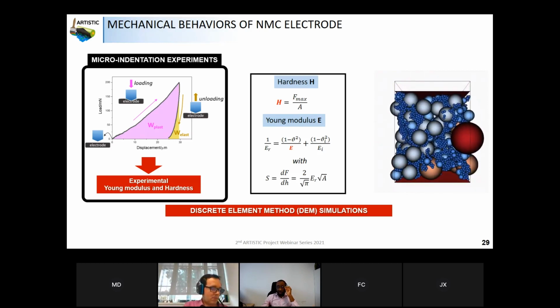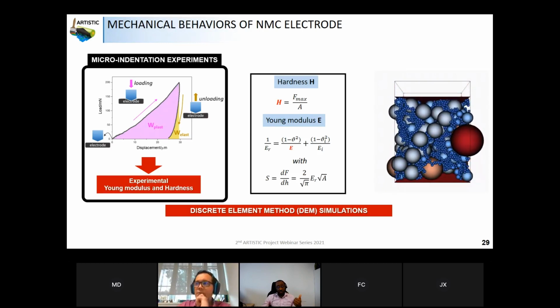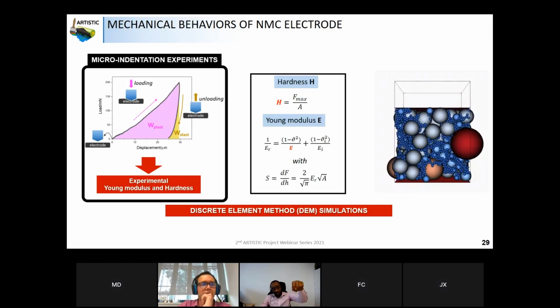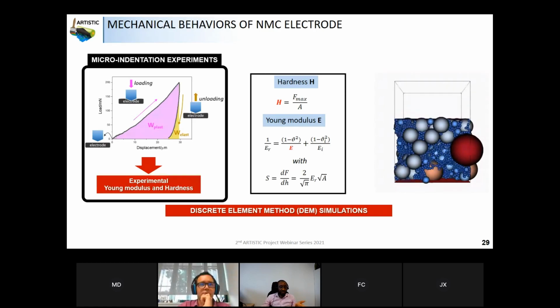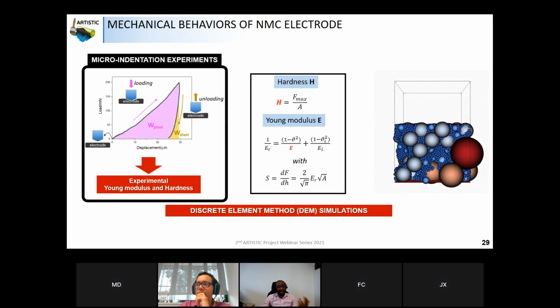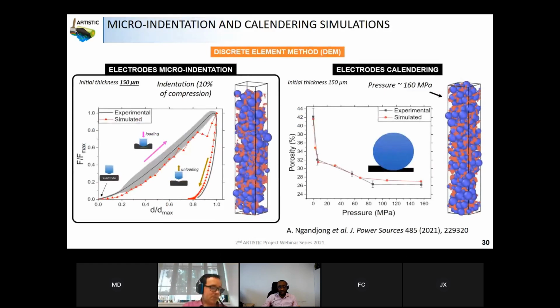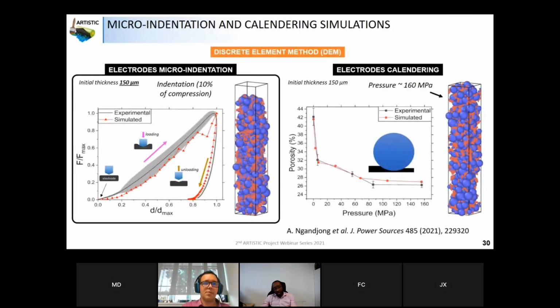Now to validate our mechanical property, we need to validate the indentation curve. For example, here you apply an indenter and then you remove it, and then you evaluate the plastic and the elastic part. With that, you can evaluate the hardness and the Young modulus also. So the idea is to validate our mechanical property with the same strategy. We perform indentation in the simulation, and then we validate our mechanical property, and you can see clearly that we have a good agreement for indentation and for porosity versus pressure. We have a good fitting.